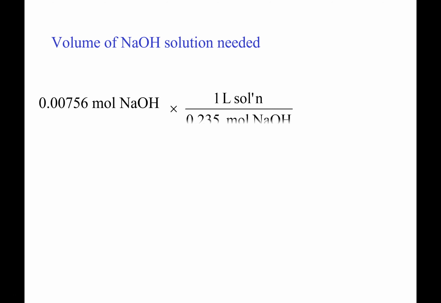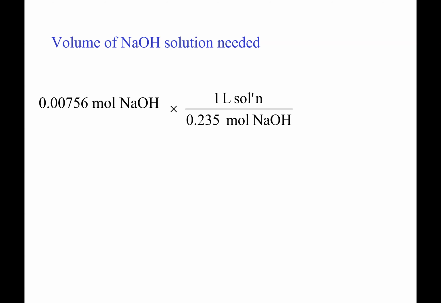I have to look back too. 1, 2, 3. Yeah, exactly. In the original problem, it was 0.235 molar. So this is what I call the flipped version of molarity. I put 1 liter of solution on top and 0.235 moles of NaOH at the bottom. Moles of NaOH cancel. Now, did it say liters or milliliters? I don't think it said. If it asks for just what volume, you can leave it at liters.